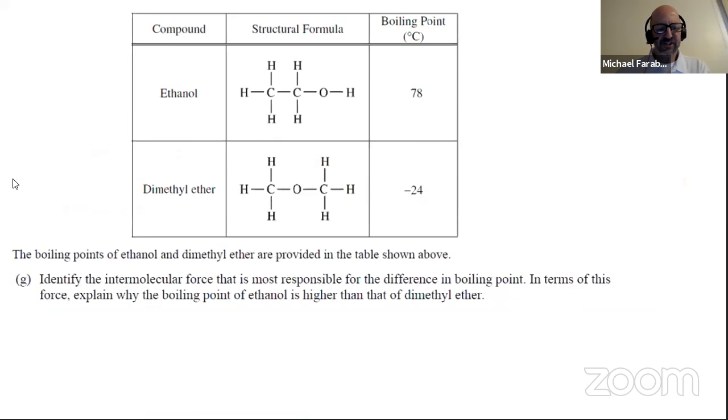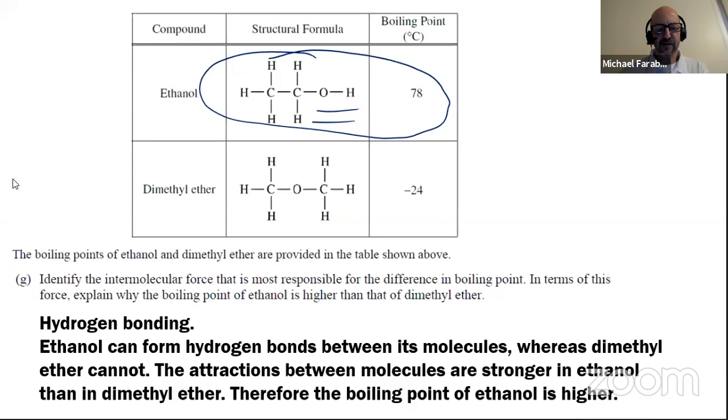All right, next question, part G. Identify the intermolecular force that is most responsible for ethanol having a higher boiling point. We're talking about hydrogen bonding here in ethanol, which is not present in dimethyl ether. Okay, so looking for hydrogen bonding, ethanol can form hydrogen bonds between its molecules, whereas dimethyl ether cannot. The attractions between molecules of ethanol are stronger than they are in dimethyl ether.